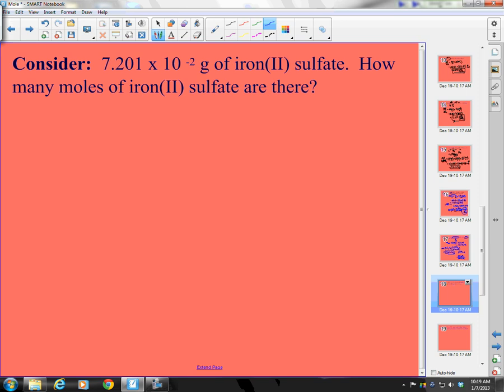All right, you guys give this one a shot. Bring me back when you're ready. Okay, this is not difficult, is it? I'm going from grams to moles. How do I do that? I have to divide by molar mass.